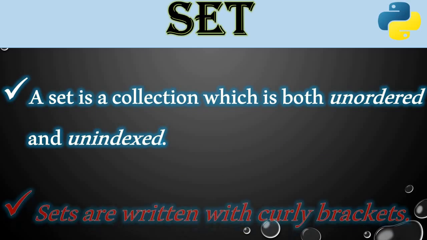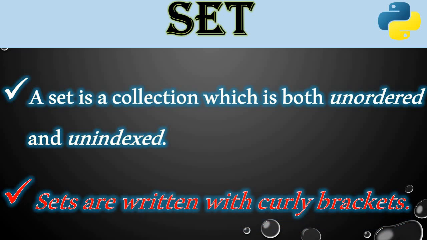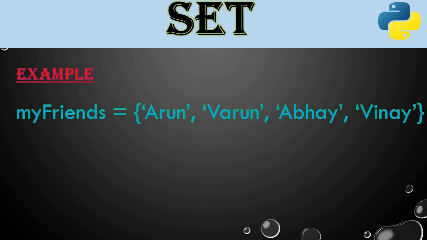A set is a collection which is both unordered and unindexed. That means the set values will be shuffled, and unindexed means there is no index number associated with the set elements. Sets are written with curly brackets. As we were using round brackets in tuple, we will use curly brackets for set declaration. Now let's move on.